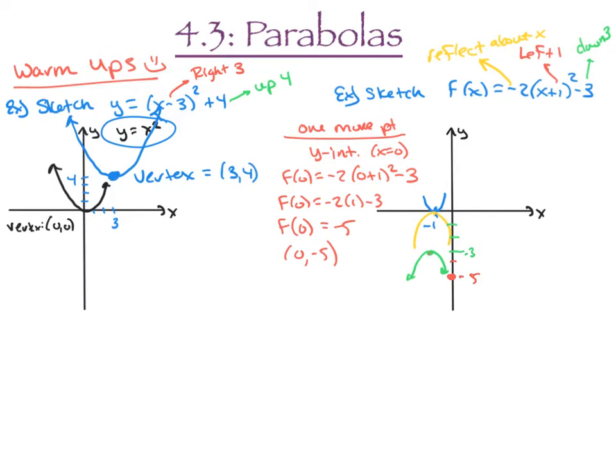So our graph specifically, I am the worst at artwork. There we go. Looks like that. And the vertex is up here. It looks like at the ordered pair, x is negative 1 and y is negative 3. And that's this point right here.